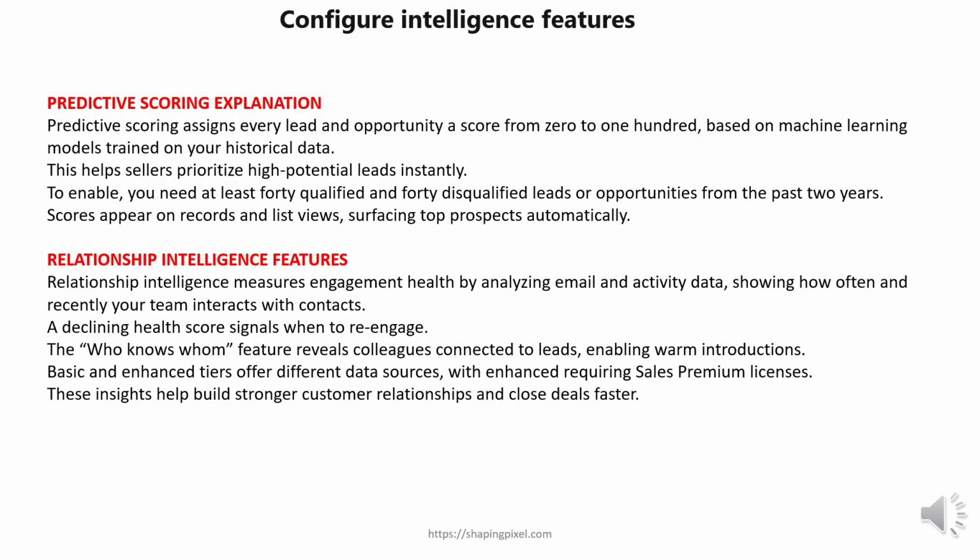Relationship intelligence measures engagement health by analyzing email and activity data, showing how often and recently your team interacts with contacts. A declining health score signals when to re-engage. The Who Knows Whom feature reveals colleagues connected to leads, enabling warm introductions. Basic and enhanced tiers offer different data sources, with enhanced requiring sales premium licenses. These insights help build stronger customer relationships and close deals faster.